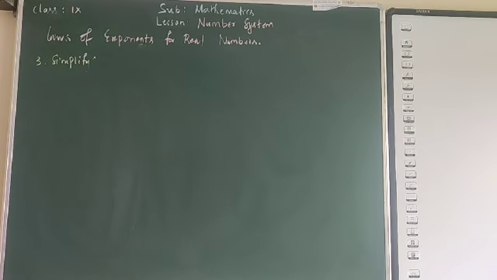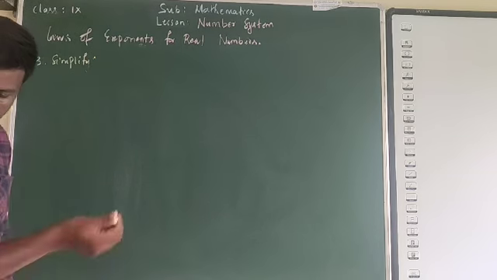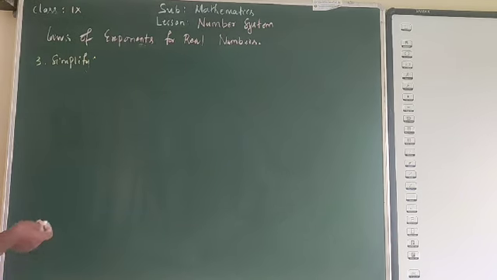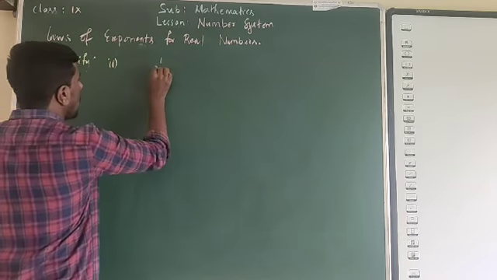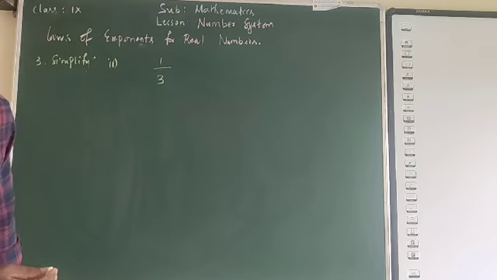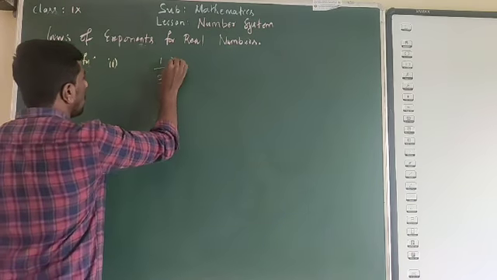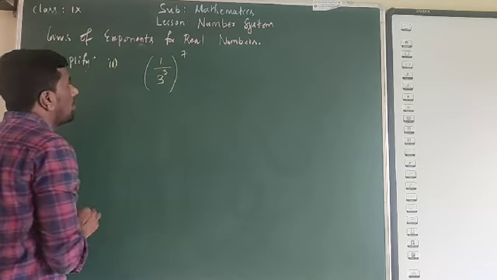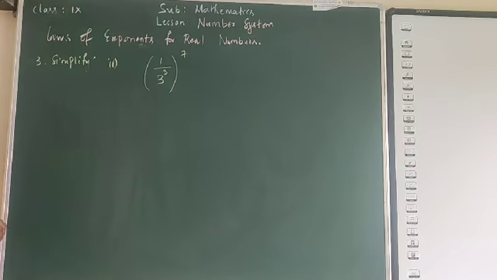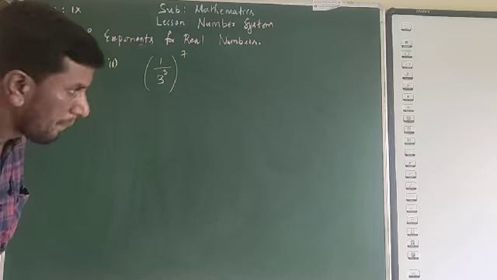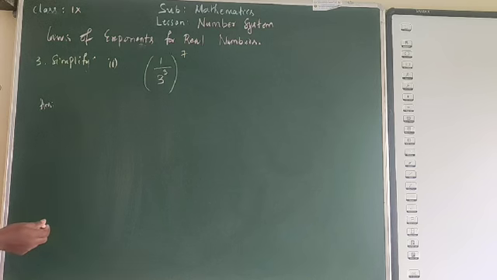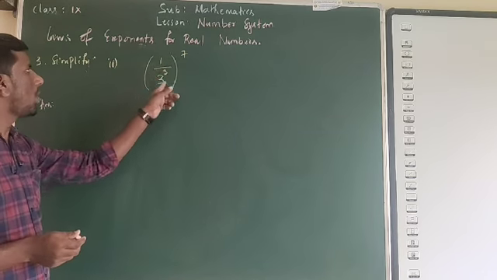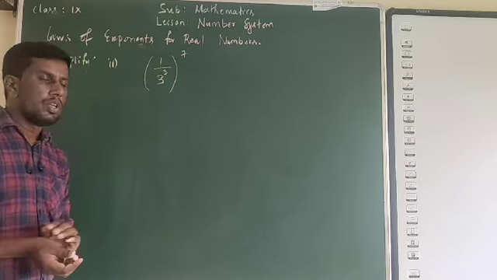Second one. It is 1 by 3 to the power of 3, then whole to the power of 7. Okay, we'll simplify this. 1 by 3 to the power of 3, then whole to the power of 7.